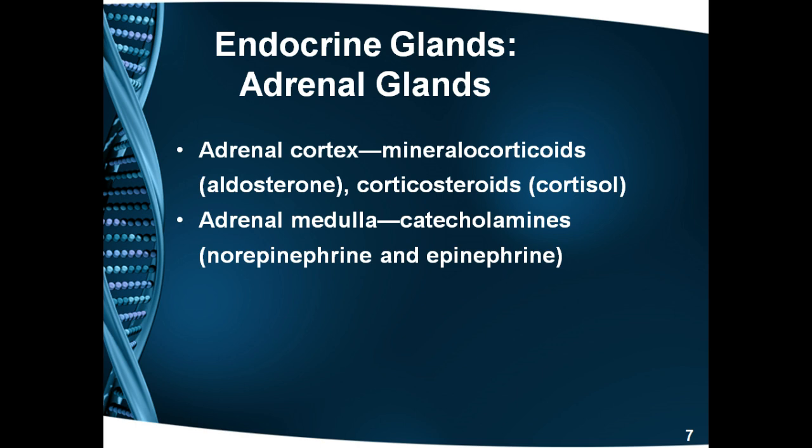The catecholamine receptors of the adrenal medulla work on the heart, blood vessels, GI tract, kidneys, bronchioles, bladder, skin, liver, pancreas, eyes, and areas like that.